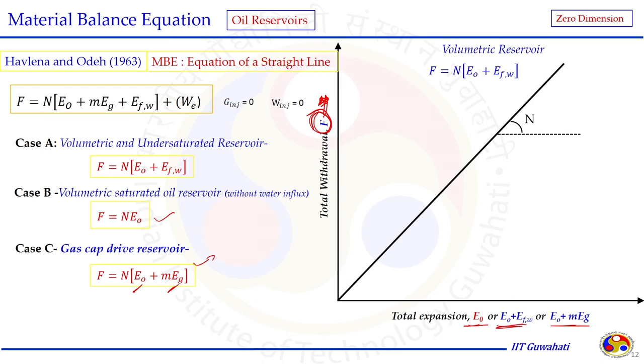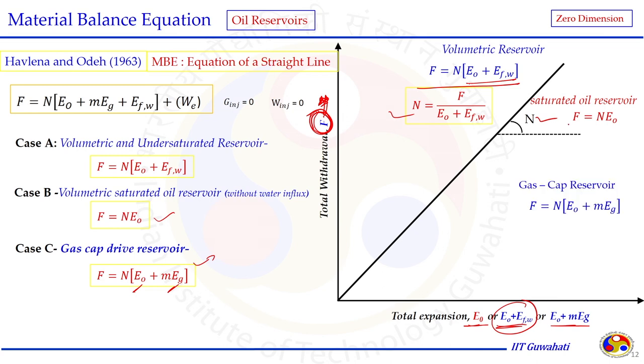So for the volumetric reservoir, the simple expression, when we plot this versus F, we are going to get the slope N, and then N is equal to F divided by E. In the case of the saturated reservoir, we are going to get F versus EO. And in the case of the gas cap reservoir, we are going to get the expression on the x-axis as EO plus MEG.